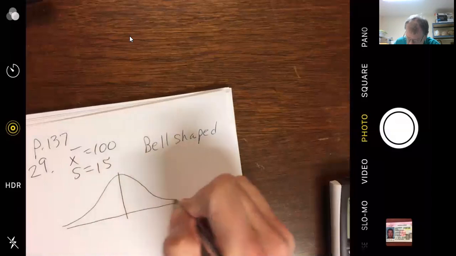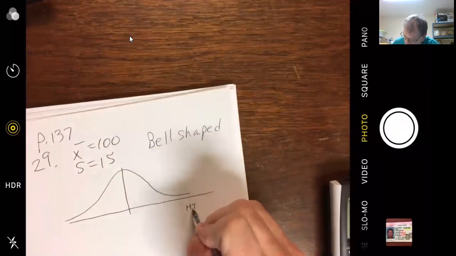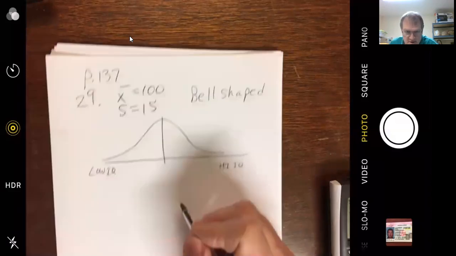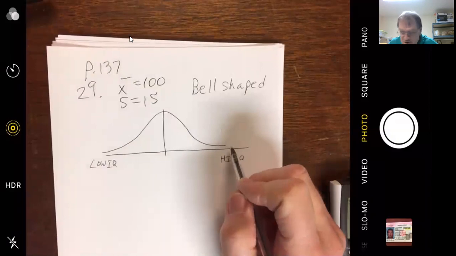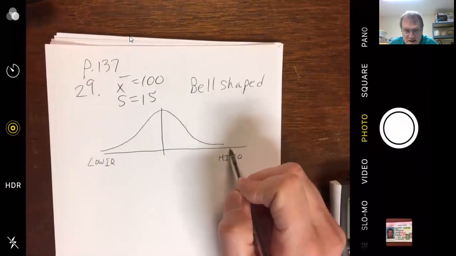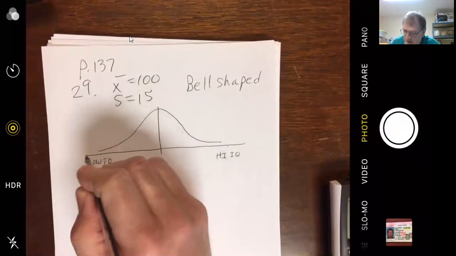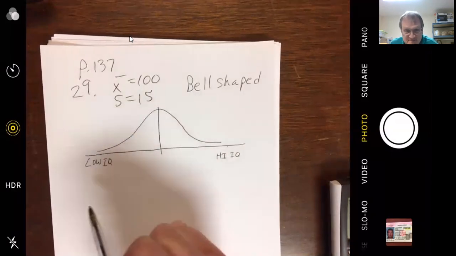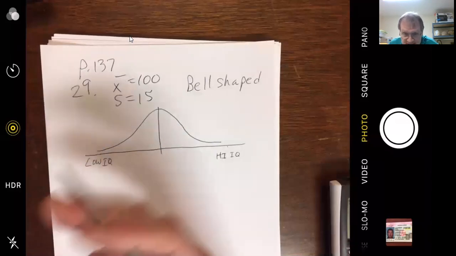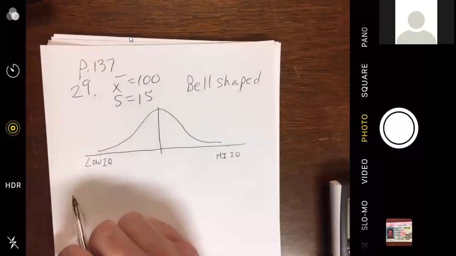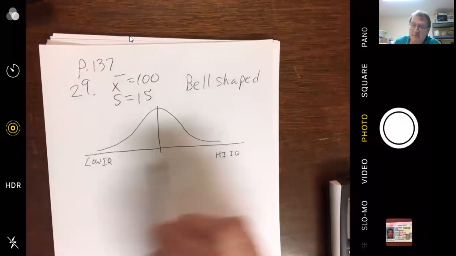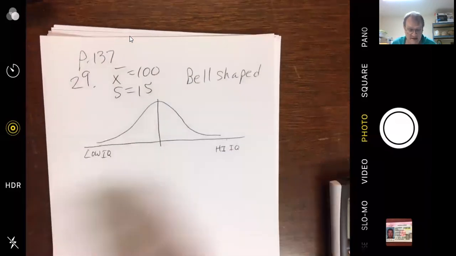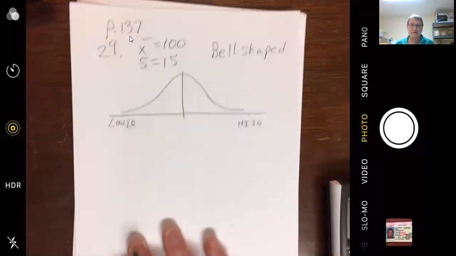You understand what being bell-shaped tells you? These are high IQ people. Low IQ. There are just as many high IQ geniuses in the world as there are, well, I don't want to insult anybody, challenged people. Try to be as politically correct as I can. Does that make sense? Yes. The number of people with high IQs is about the same as the number of people with low IQs. They've just tested and tested people over the years and basically figured that out.